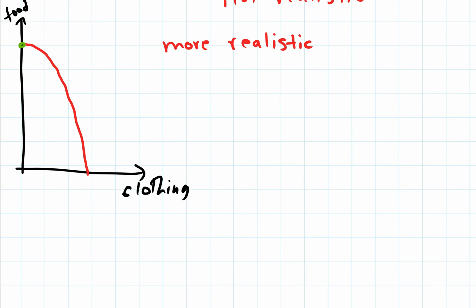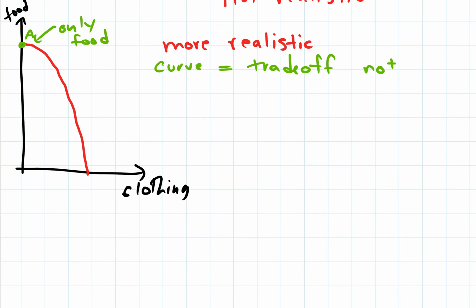Remember here, at point A, we have only food. So let's start from here, and we start to go the other way. The curve still means the same thing: along the curve is productive efficiency, where we're doing as best we can with the resources. The only thing the curve means is that our trade-off is not constant, opportunity cost is not constant.